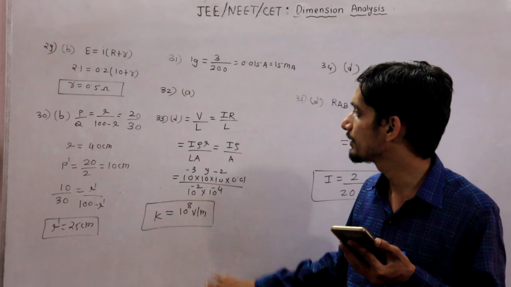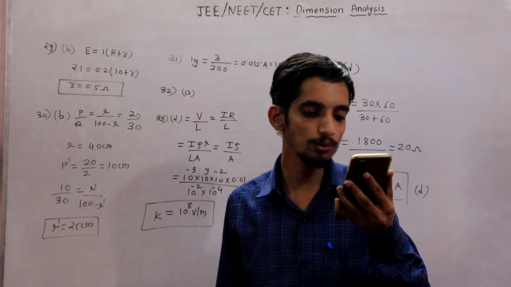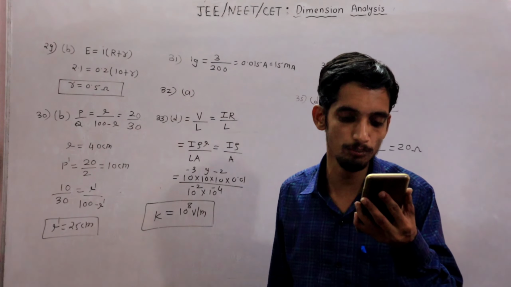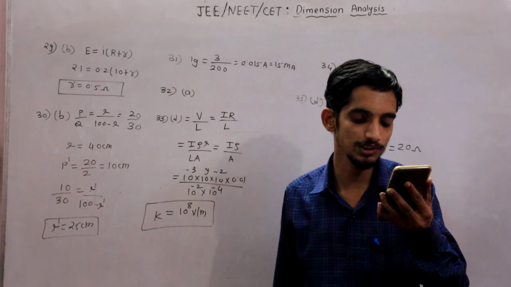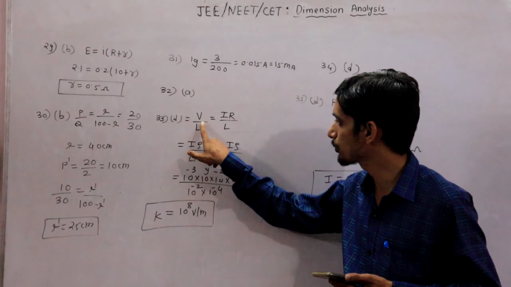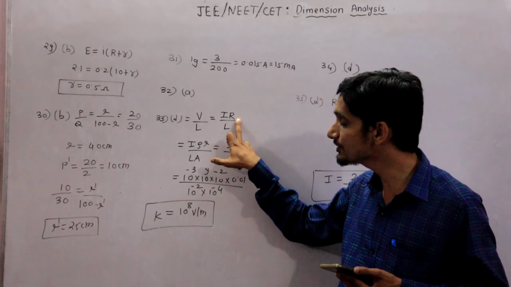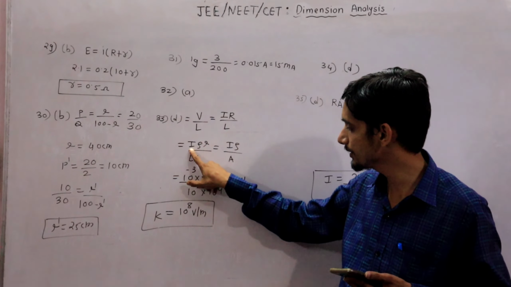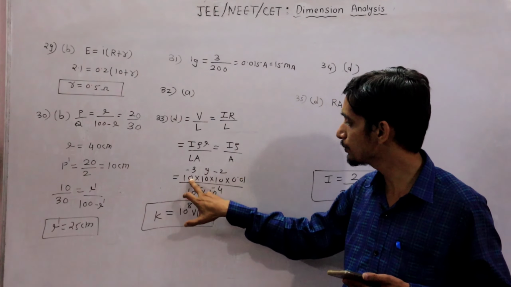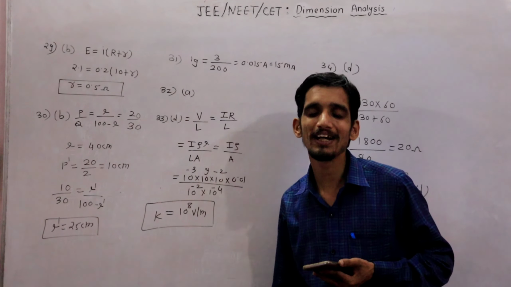Then question number 33, again it is based on potential gradient. A current of 0.01 milliampere passes through the potentiometer wire of resistivity 10⁻⁹ ohm centimeter and area of cross section 10⁻² centimeter square. The potential gradient is. Now listen here, potential gradient K is V by L, but V is I into R by L, but R is rho L by A, so K is I into rho L by A into L, which is I rho by A. Substitute I, rho and area, you are getting K is 10⁸ volt per meter.